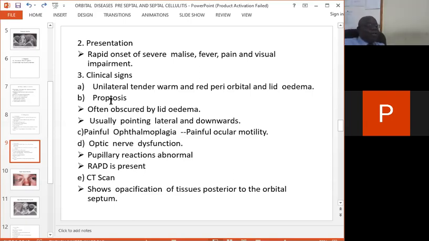Eye movements will be very difficult. It's not full because of the presence of pus there. The patient may just manage to move a bit, but full eye movement will not be there because the infection is now affecting the extraocular muscles, which are also within that orbit.